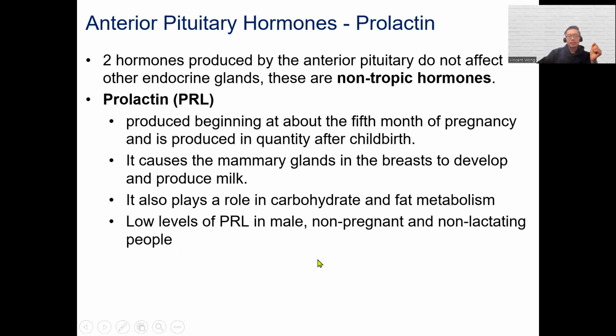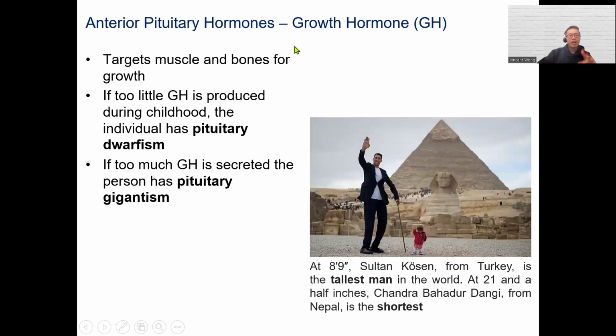All right, the other non-tropic hormone is the growth hormone. As the name implies, growth hormone helps you grow. It targets mostly muscles and bones for growth, and is particularly important during the developmental ages of our lives. Once you reach your maximum potential height, having more growth hormone is not really going to do much.